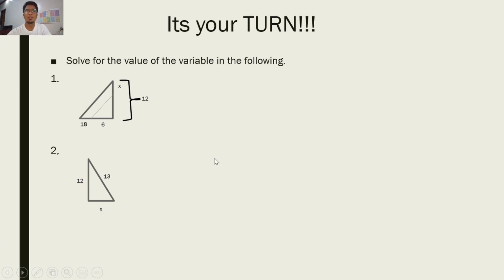Okay, time's up. The answers that we are looking for ay ito. So number 1, the value of x is 9. At sa number 2, the value of x is 5. So I'm hoping that you have the correct answer. Sana lang po naintindihan talaga.